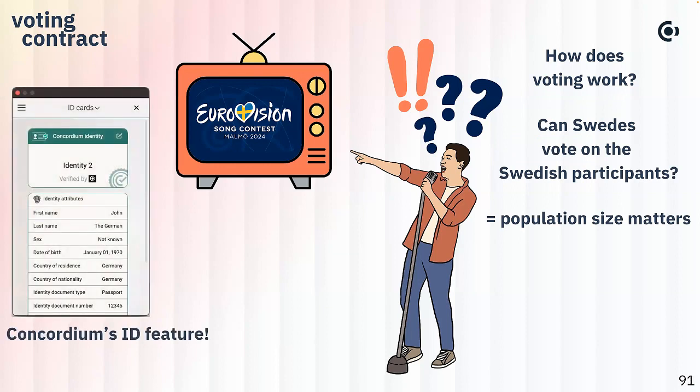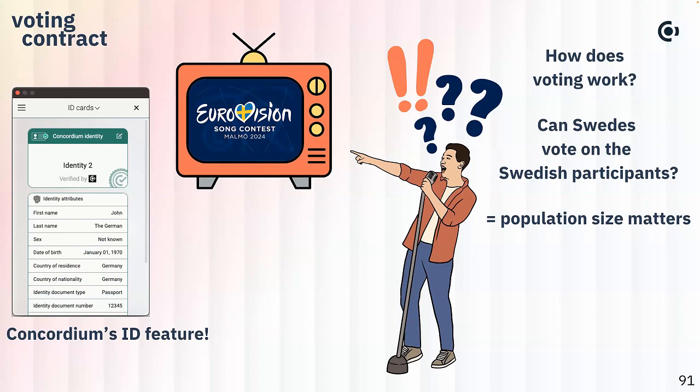And then you might recall that Bogarts mentioned something about the ID feature here. When you create an identity in Concordium, all of these things are noted down about you in an encrypted fashion, and we can actually use that to create a very safe way of voting for these contests. So that's what we're going to do today.